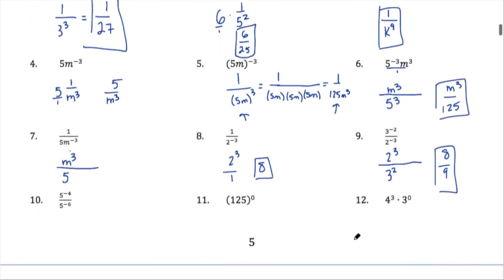We'll leave a couple of these for you, but watch out for things to the 0 power. This is the easiest problem we've done yet. Anything to the 0 power is 1. So, great.